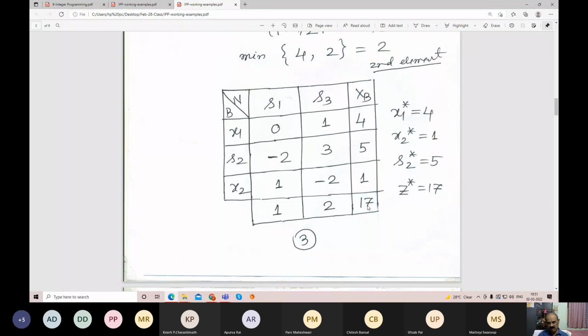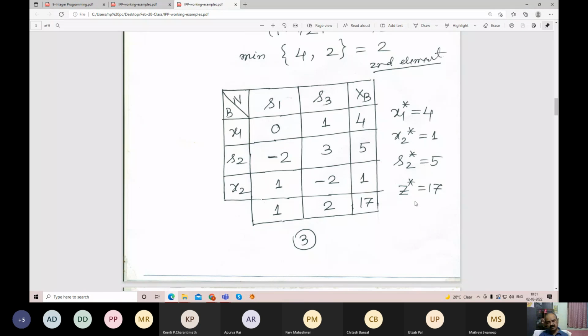Okay, because if there is alternate optimal solution, then in the indicator row elements 1, 2, one of them is 0, then it is possible. Okay, to conclude. So all these 3 basic variables are integer. x1 is integer, that is 4, x2 equal to 5, s2 equal to 1, and our z, that is optimal value, is 17. Any confusion anywhere?